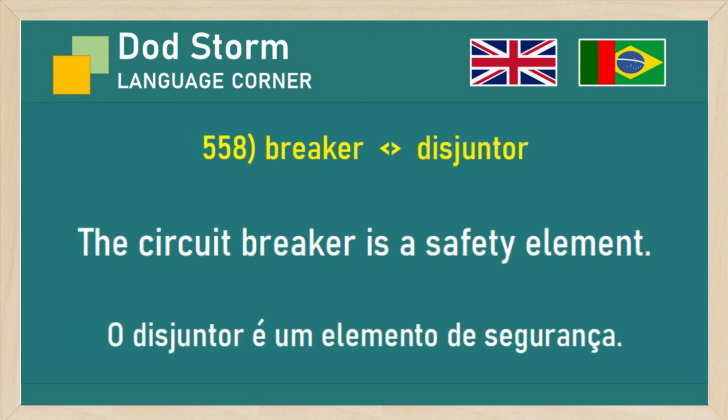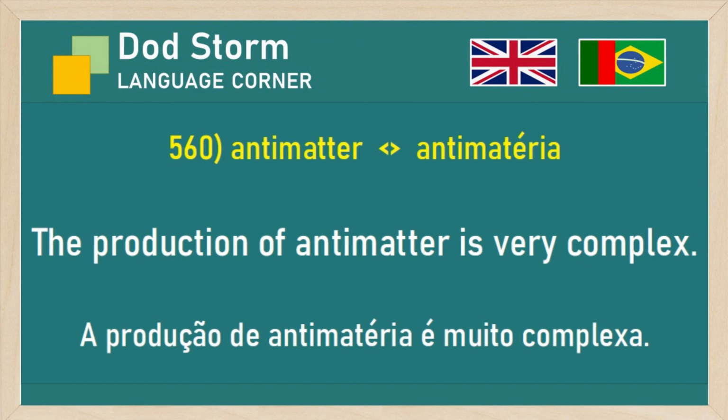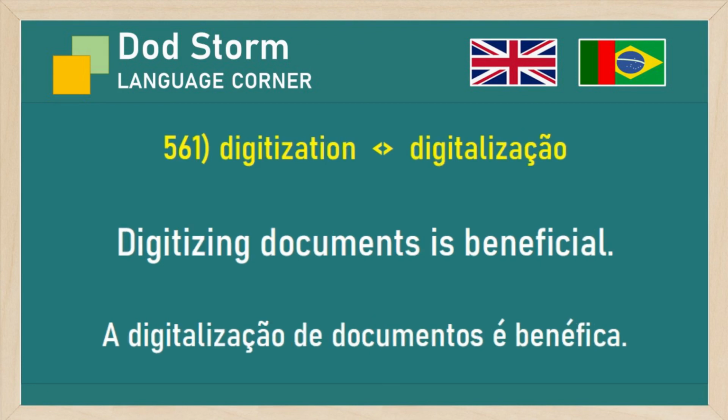The circuit breaker is a safety element. Which tools are intended for electrical work? The production of antimatter is very complex. Digitizing documents is beneficial.